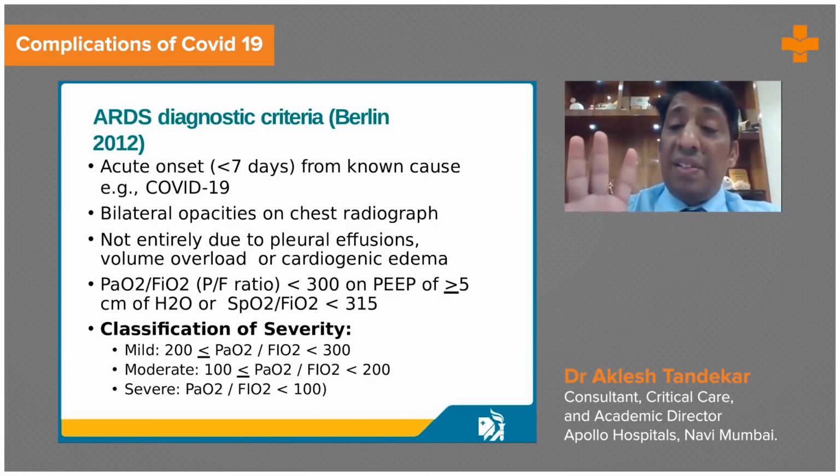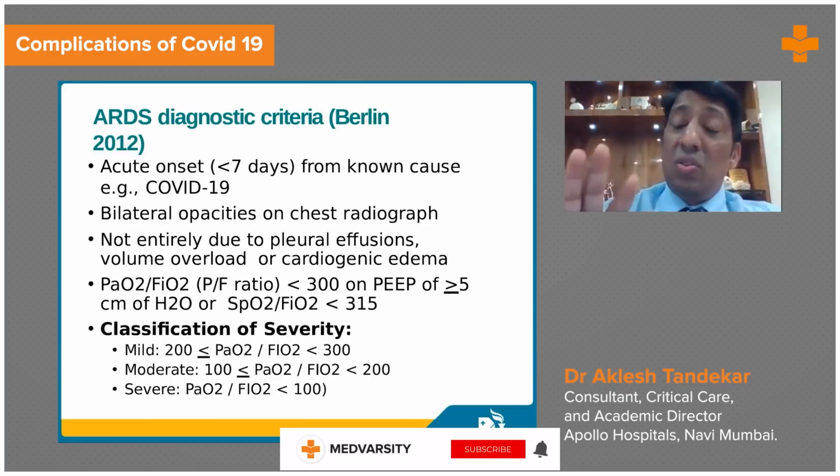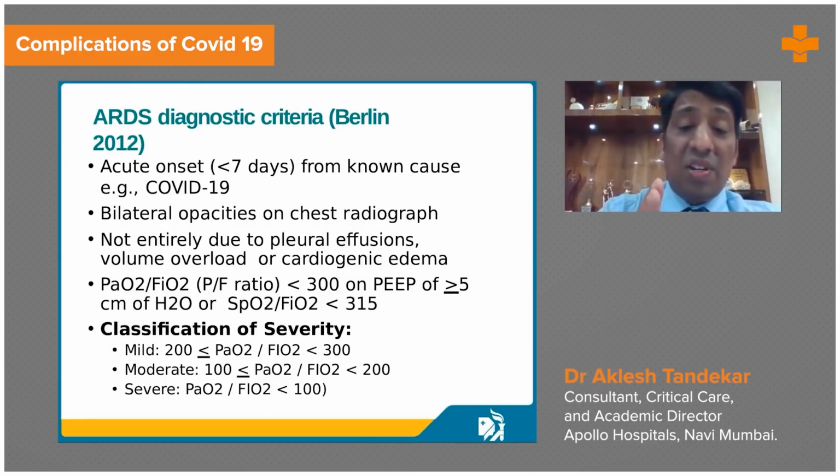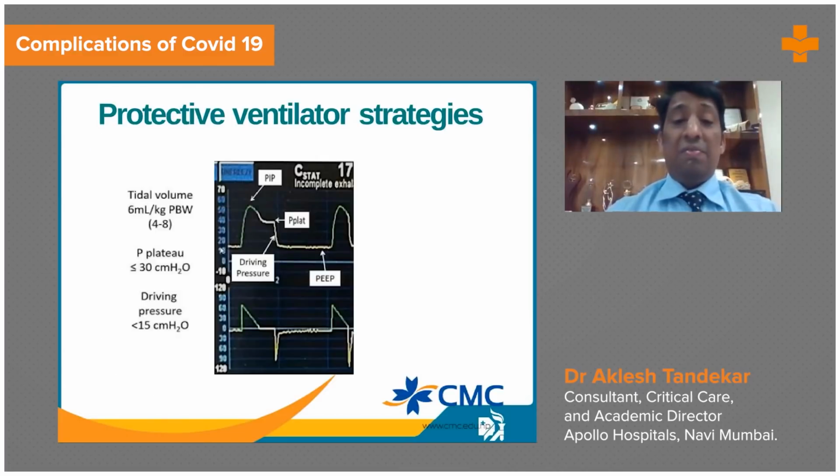We call them as having ARDS, and especially if the PF ratio is 200 to 300, we call it mild ARDS. If it is 100 to 200, we call it moderate ARDS, and if it is less than 100, we call it severe ARDS. So moderate to severe ARDS patients will need invasive intubation and mechanical ventilation, whereas mild ARDS can be managed with a high-flow oxygen device, or they can be managed with the BiPAP machine.